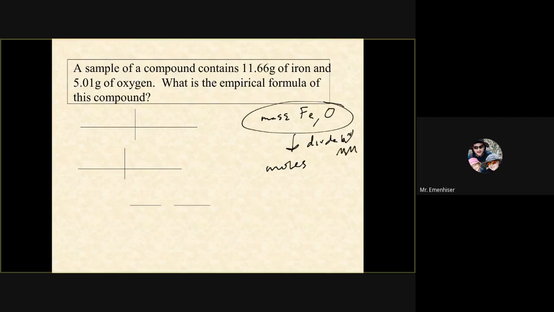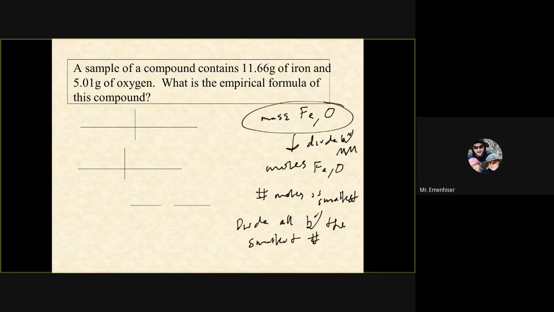Okay, once we have the moles of iron and oxygen, let's figure out which number of moles is the smallest. And then we will divide them into each other, right? Once we know the moles, we divide all mole amounts for every element. In this case, iron and oxygen. We divide those 2 mole amounts, whatever they might be, by the smallest number. So divide all by the smallest number. Okay, and then that should be a whole number.